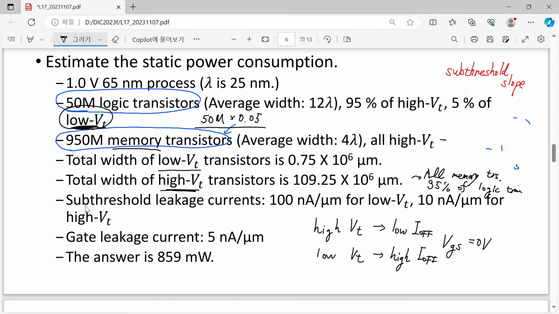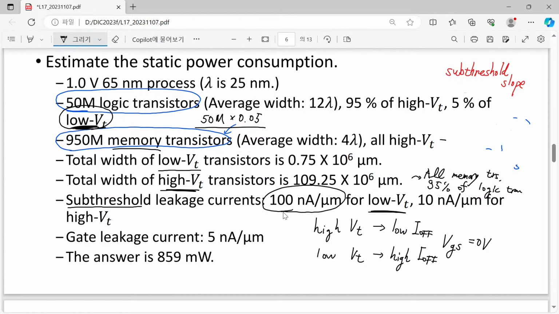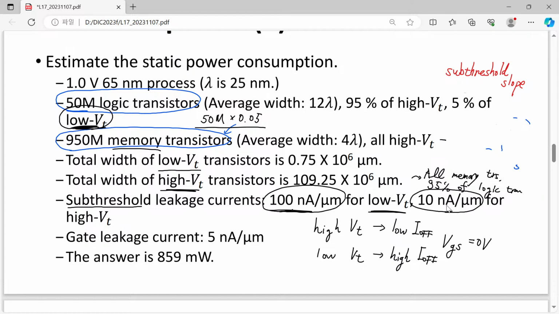And now let's assume the sub-threshold leakage current, I-off, for low VT. Your VT is low, so it is regarded as high performance, and in this case, unfortunately, you have high leakage current. Then you have a relatively high value. And for high VT, that is the more energy-efficient one, you have relatively low leakage current. So now you can easily calculate this number. How can you calculate this number?